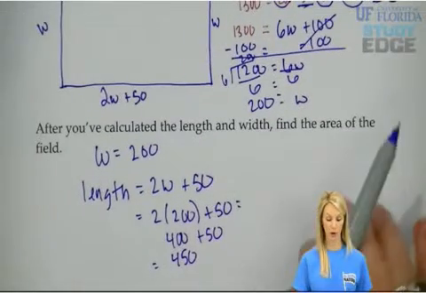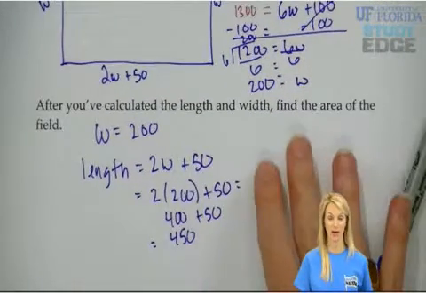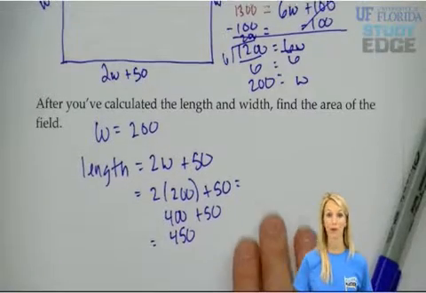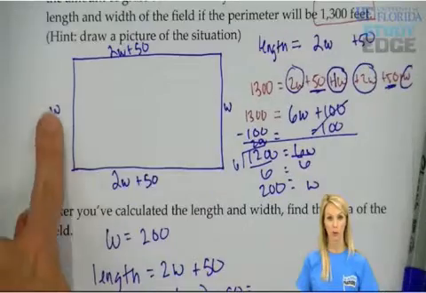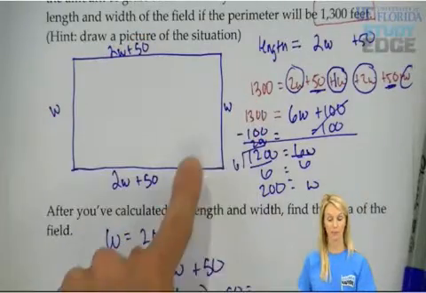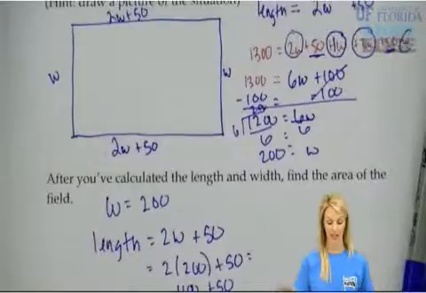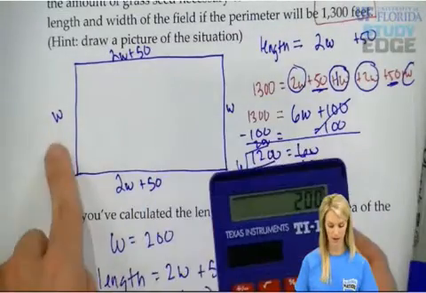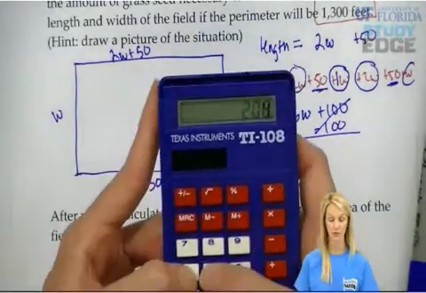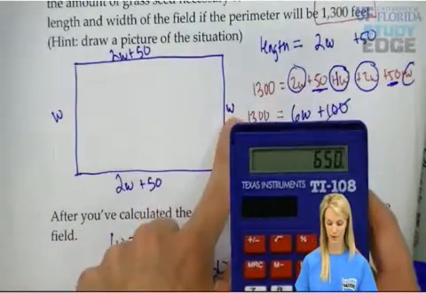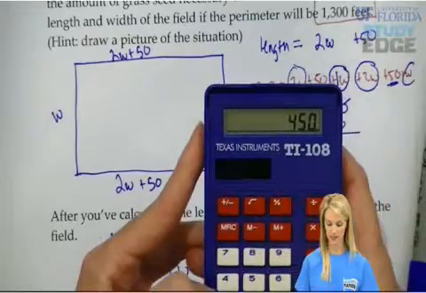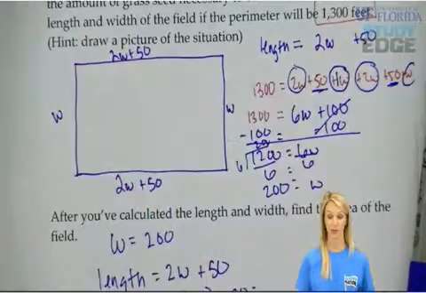Now we can always do a quick check to make sure that was right. Remember that our perimeter was what? Our perimeter was 1300. So our width plus our length plus our width plus our length needs to equal 1300. Well, our width was 200 plus a length of 450 plus a width of 200 plus a length of 450 gives us our perimeter of 1300.